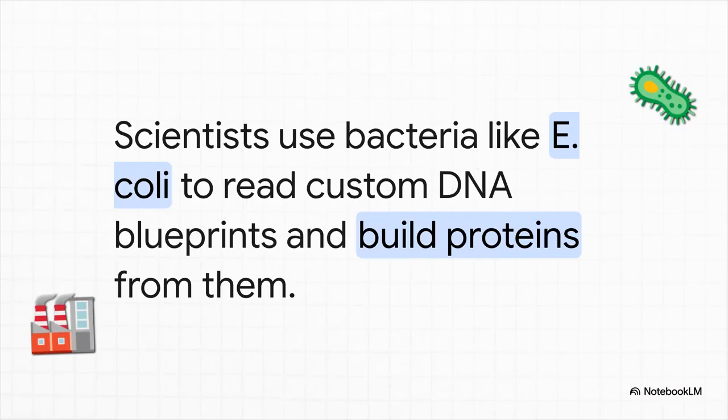So how do you do that? Well, scientists basically hijack one of nature's most efficient factories, bacteria. Usually it's good old E. coli. They pop their custom-written DNA blueprint into the bacteria, and the E. coli's own cellular machinery just takes over. It reads the blueprint and starts cranking out whatever protein the scientist designed.